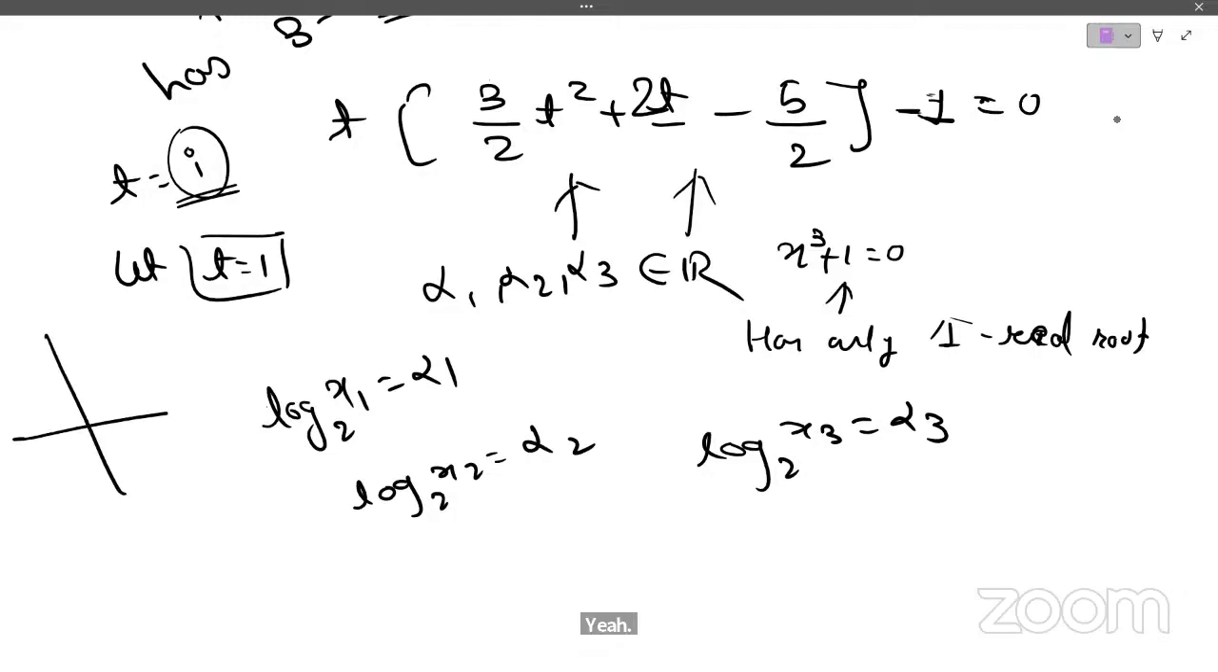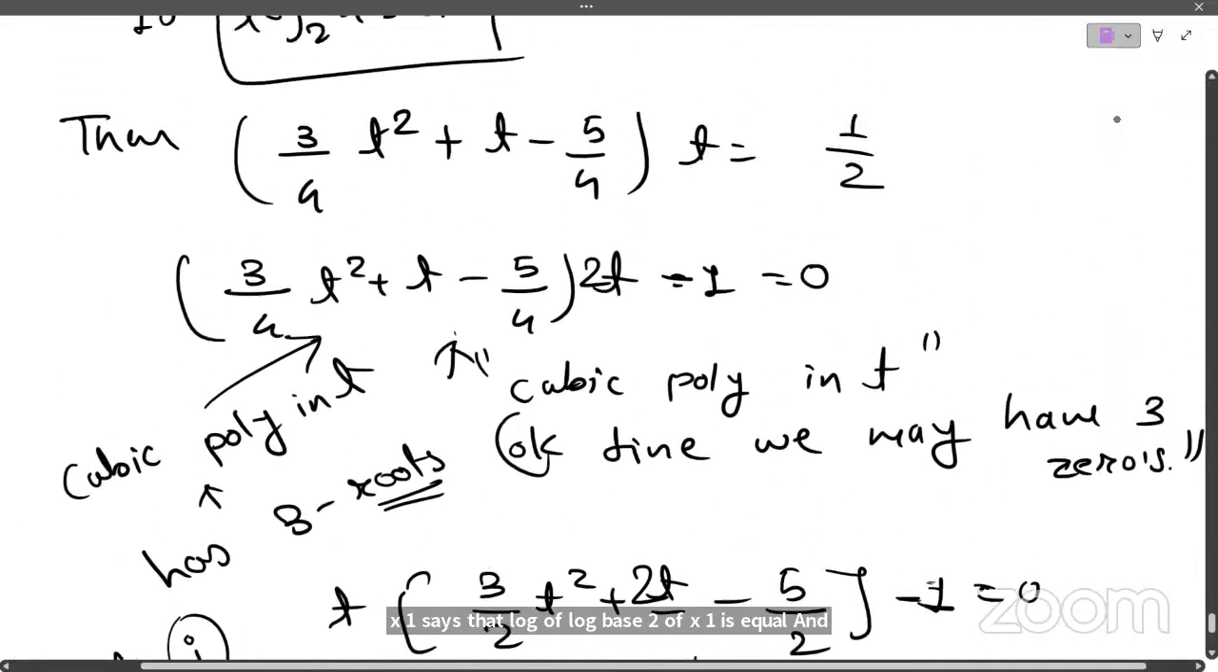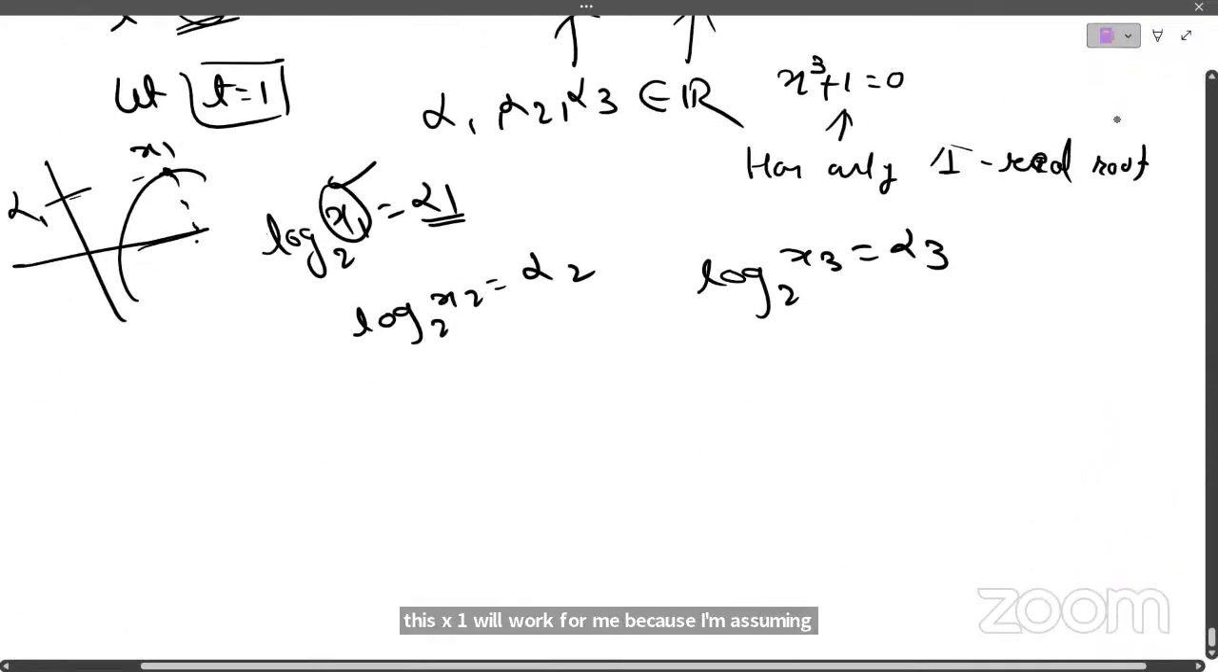So suppose this is my alpha 1. For alpha 1, I can get an x1 such that log base 2 of x1 is equal to alpha 1, right? And this x1 will work for me because I'm assuming t is equal to log base 2 of x, right? Are you getting my point?